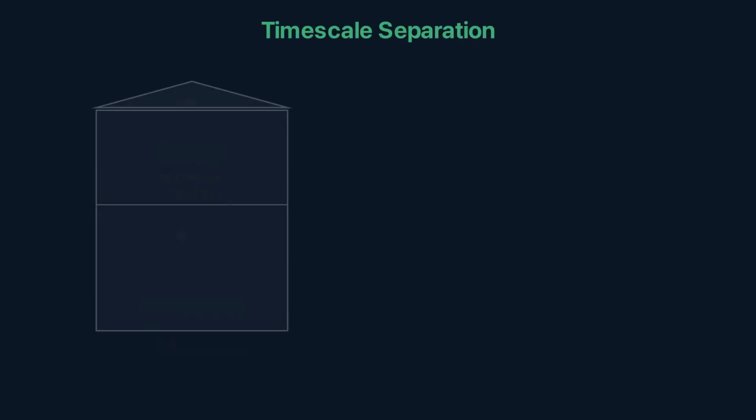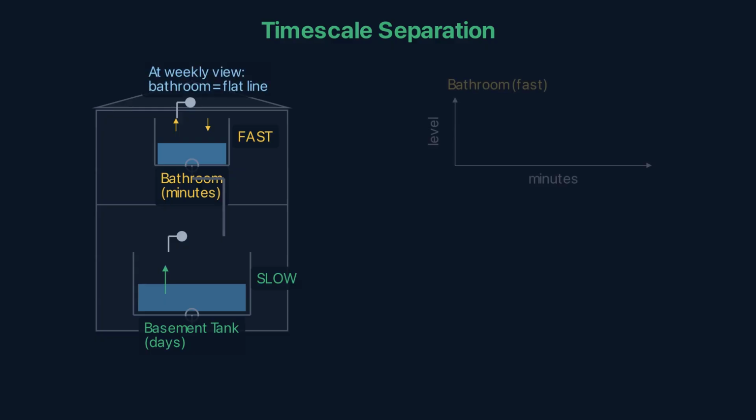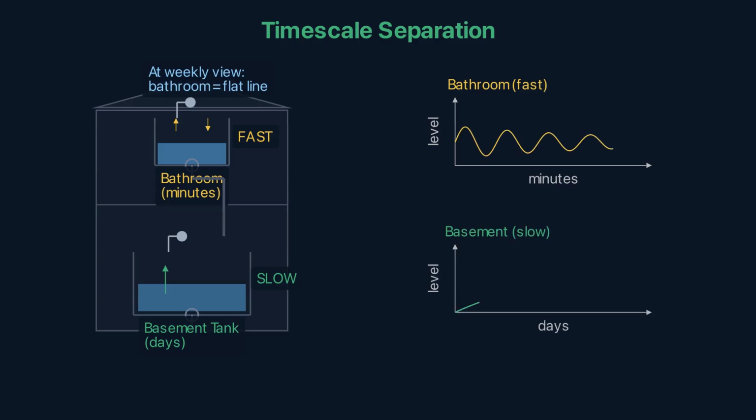The bathroom tub fills in minutes. The basement tank takes days. When the plumber is tracking the basement, the bathroom has already settled. Its dynamics are invisible at the weekly timescale. Timescale separation splits the model into fast and slow subsystems. Solve the fast system to steady state, then plug those steady state values into the slow system.